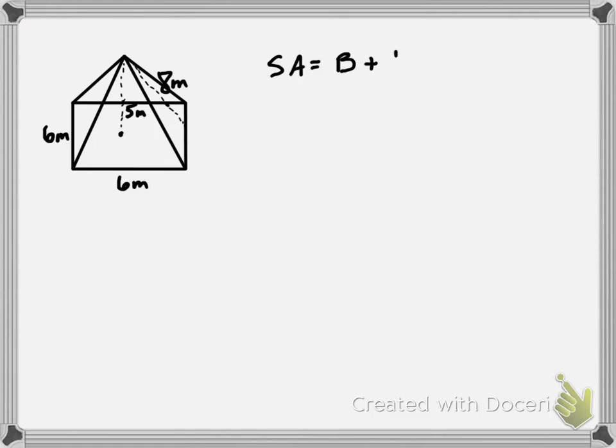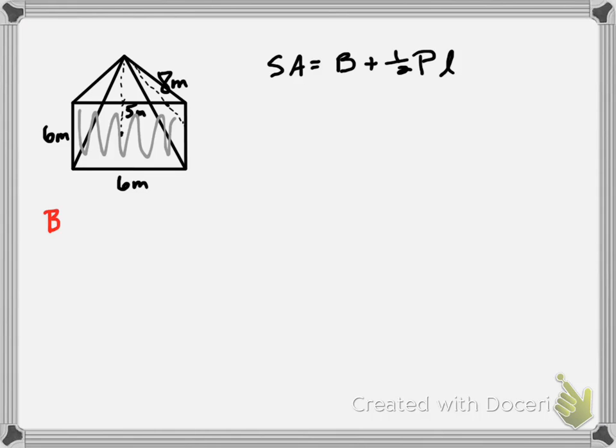Alright, so I have this pyramid and I have my formula. Okay, the first thing I need to do again is identify my base. Well, that's even easier with a pyramid because there's only one choice. The bottom of my pyramid is my base. So I still have three things I need to find. I need to find the area of the base, the perimeter of the base, and the slant height of the pyramid.